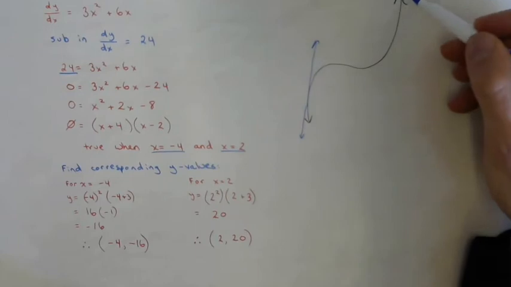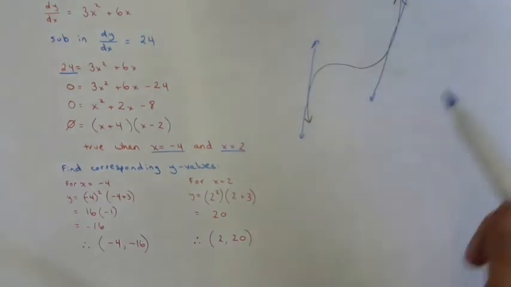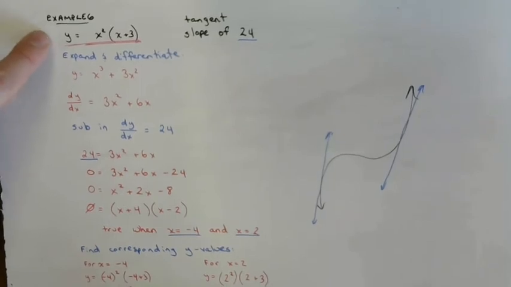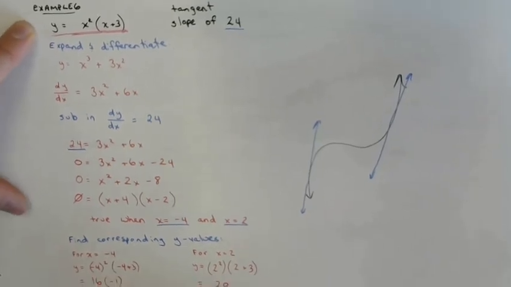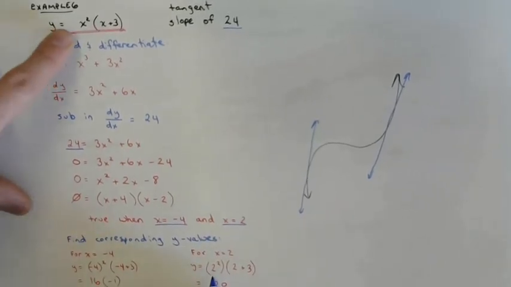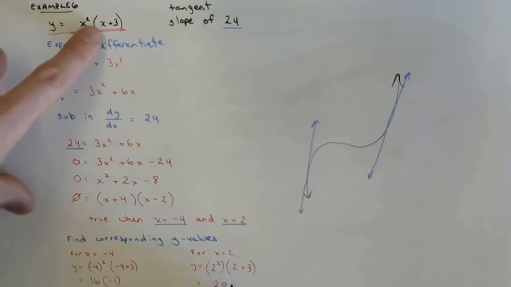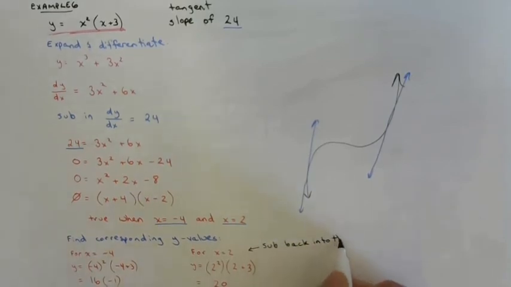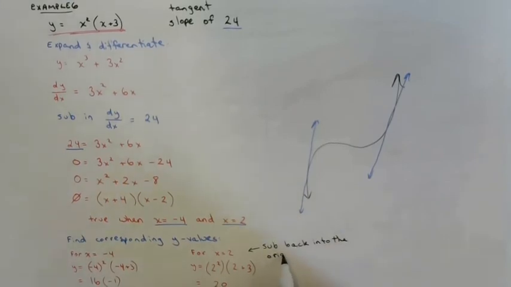Wait, so are we supposed to look for the y values in the original function, not the derivative? Yep, we did. We went right back up to the original. Okay, I thought that was the derivative. And we got x squared times (x plus 3). Yeah? Okay. Yep, so you could definitely make a special note of that. Sub back into the original function.